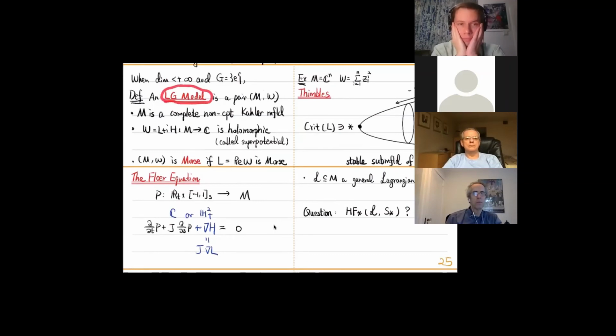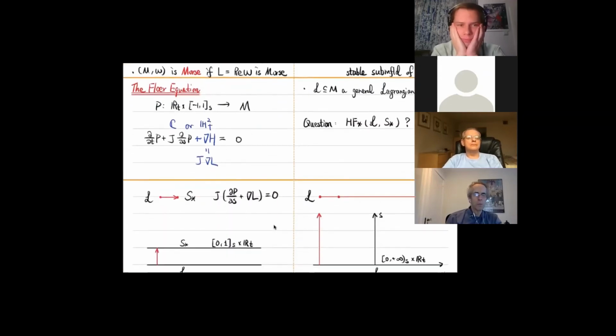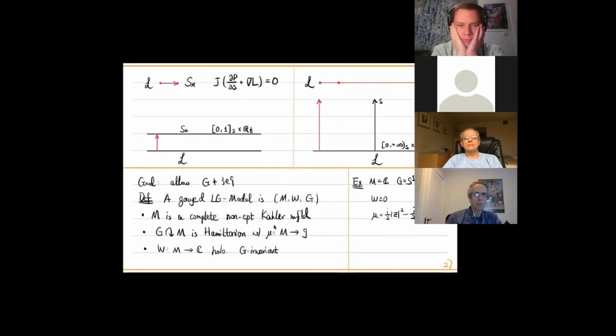Now we have a definition and we have an equation, and we wish to generalize them when the structure group G is non-trivial. And then we obtain a gauged LG model. A gauged LG model is now a triple, where M is again a complete non-compact Kähler manifold. The compact Lie group G acting on M will preserve the Kähler structure. This action is also required to be Hamiltonian, admitting a moment map. And the superpotential now is a G-invariant holomorphic function.